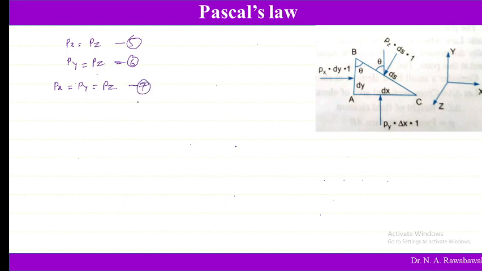So equation number 7 says that the pressure at any point in x, y and z direction in a static fluid is equal. In all directions it is equal. So this is the conclusion of Pascal's law. Pascal's law states that the pressure intensity at a point in all directions is going to be the same. So this is Pascal's law, which helps us to consider the pressure to be uniform in all directions at a point in a static fluid.